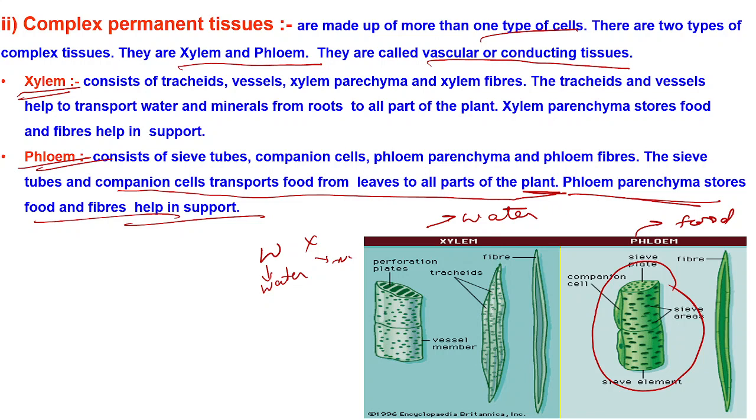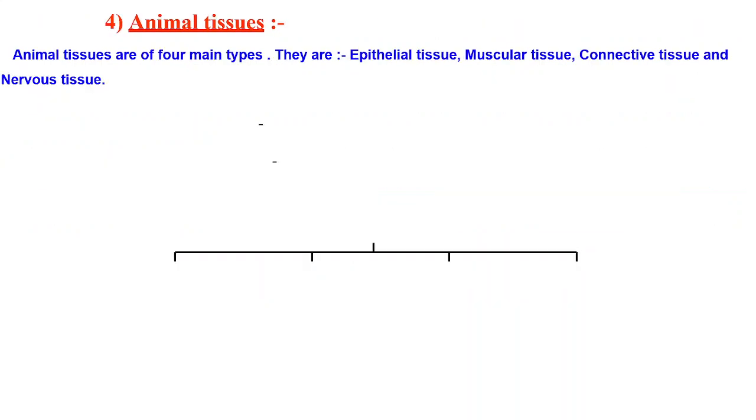Now next is your animal tissues. What are animal tissues and how are they classified? Animal tissues are of four main types: epithelial tissue, muscular tissue, connective tissue, and nervous tissue.